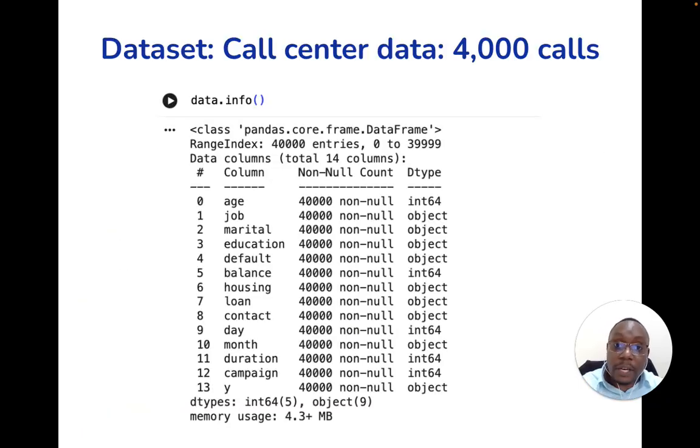So looking at the data, we have data about the customers. This is call center data. We have the age, the job, the marital status, the education, if the customer has defaulted on a loan, the balance on the loan, if they have a housing loan or a personal loan, the contact method used, the day of the month when the calls were made, the month when the calls were made, the duration of the calls, and the number of times the calls were made during the campaign program, and the target variable Y, which has whether the customer subscribed or not.